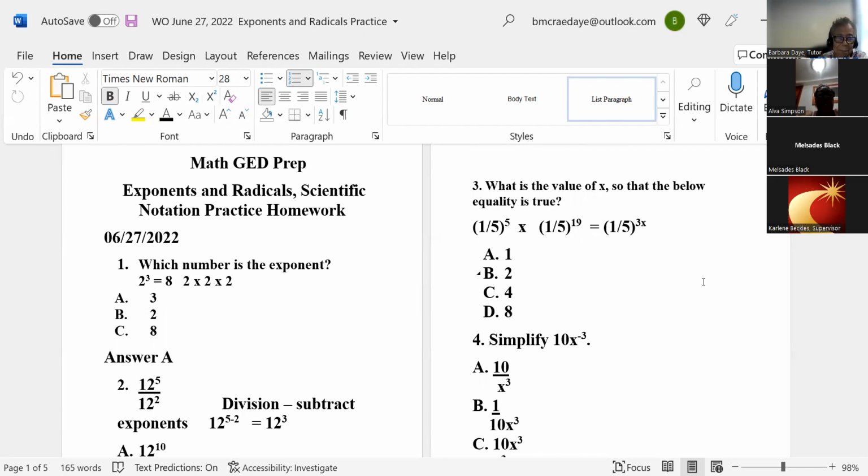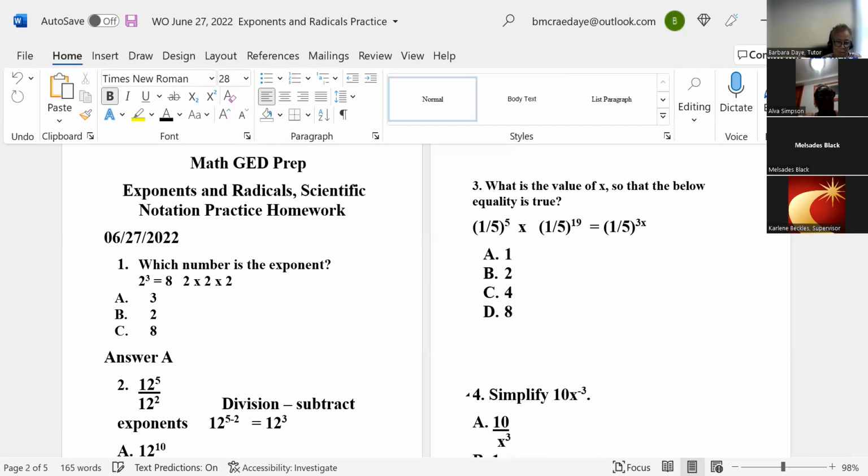What I did, I was doing the denominator. No, the numerator. Now, let me ask you, this is a multiplication, right? Yes. What's the rule for multiplication of exponents? Alva, you remember? You said it earlier. Add up the powers. So for multiplication, you add the exponents.